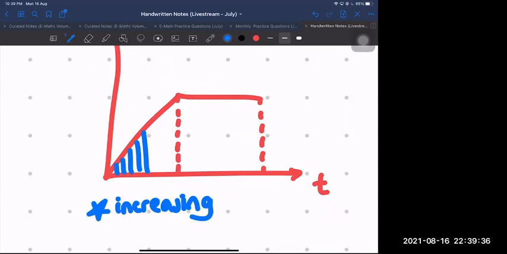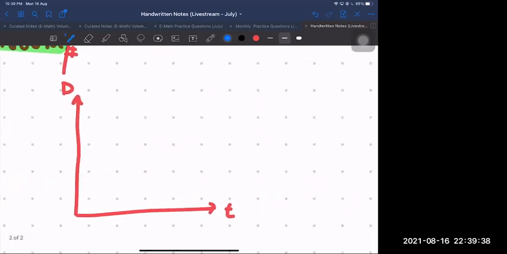Sorry, it's a bit ugly, but the area under the graph is increasing. So therefore, this is an increasing gradient graph. So it will look something like this. It's a curve. It shouldn't be a straight line. It must be a curve.